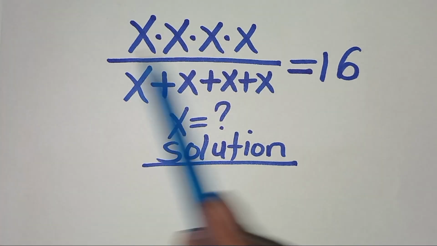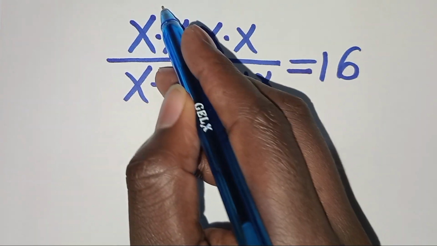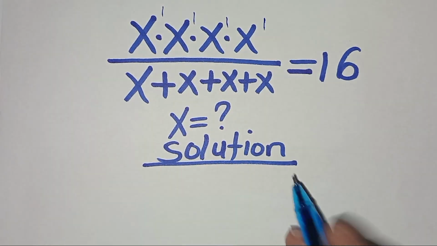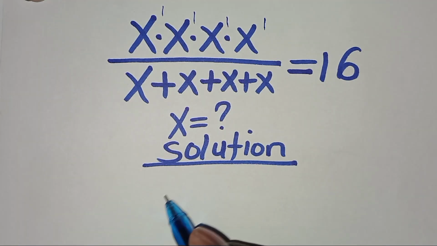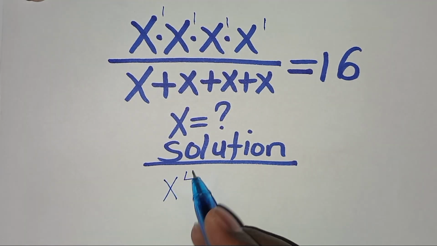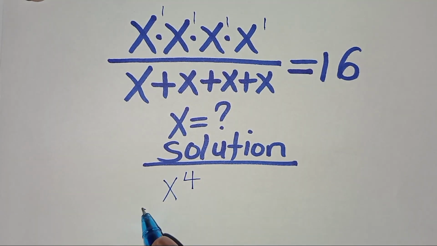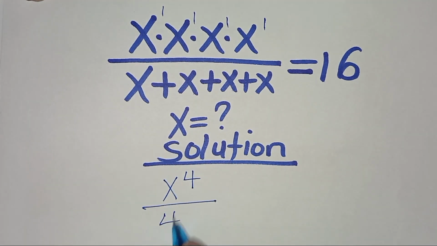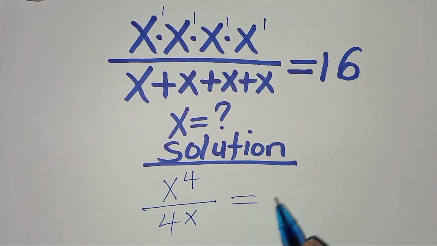Now, in the numerator here, this is x to power 1 multiplied by x to power 1, x to power 1, and x to power 1. So basically, here we have x to power 4 in the numerator divided by x plus x plus x plus x. This is actually equal to 4x. This is equal to 16.